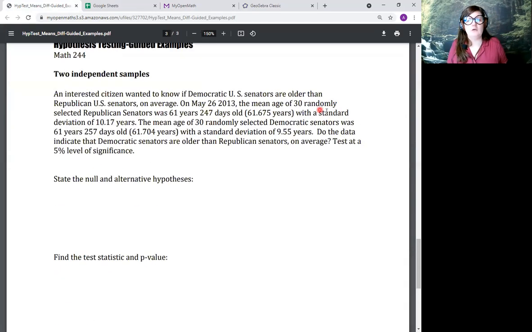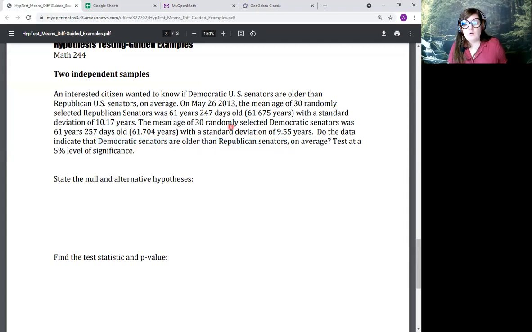All right, so the mean age of 30 randomly selected Republican senators was 61 years and 247 days, or 61.675 years. Here's the standard deviation of that sample. The mean age of 30 randomly selected Democrat senators was this many years old, and here's the standard deviation from that sample. And then we want to know if this indicates that Democratic senators are older than Republicans.